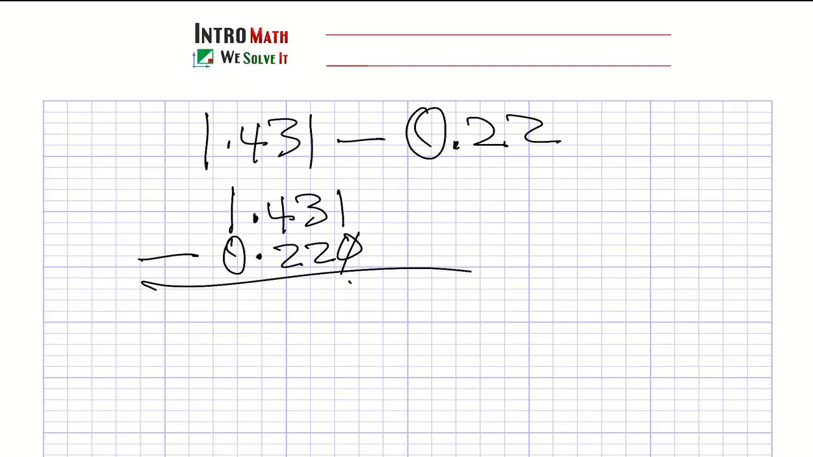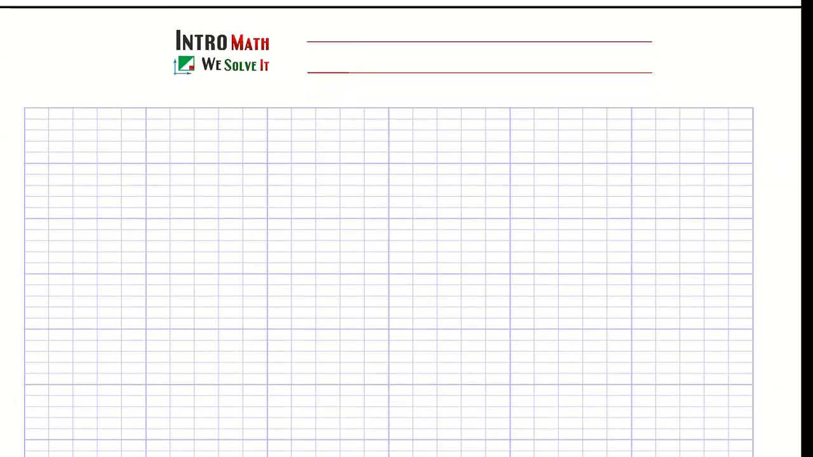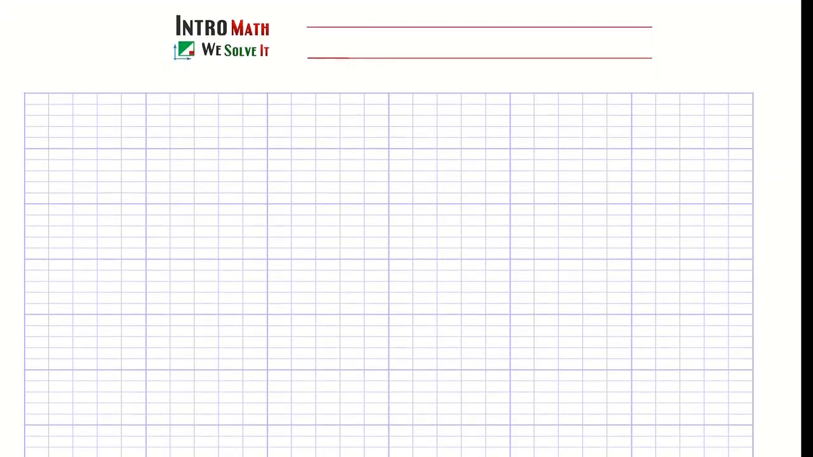1 subtract 0 is 1. 3 subtract 2 is 1. 4 subtract 2 is 2. 1 subtract 0 is 1. So you're done, you see. That's the solution there. So we'll do another example.